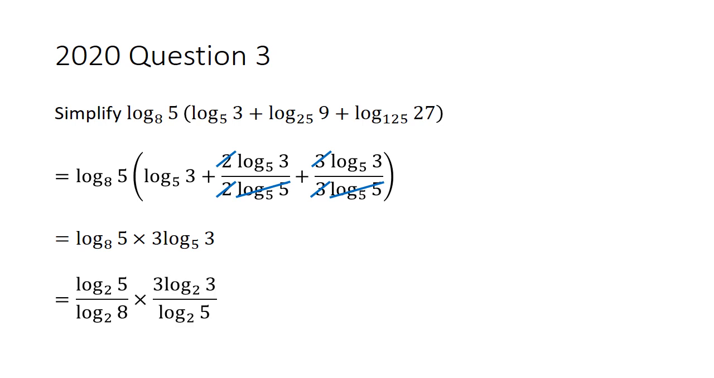We can then convert them all to the same base, log base 2, using the change of base formula again. And this will help us cancel the log base 2 of 5 in the first numerator and the second fraction's denominator. This gives us 3 log base 2 of 3 divided by 3, because log base 2 of 8 is 3. 2 to the power of 3 gives us 8, so log base 2 of 8 is 3. The 3's will cancel, and our final answer is log base 2 of 3.